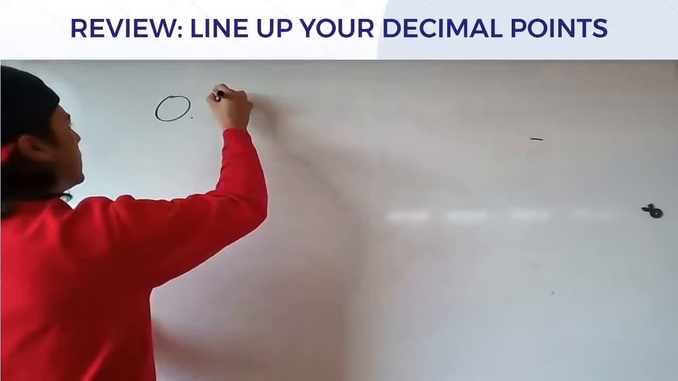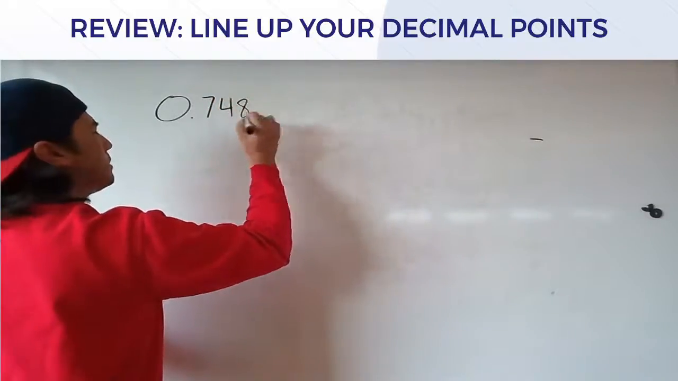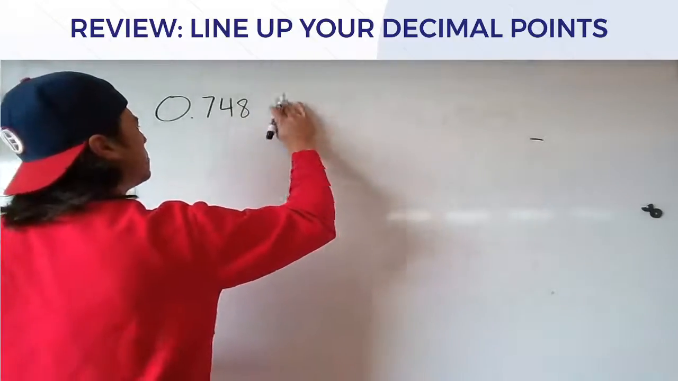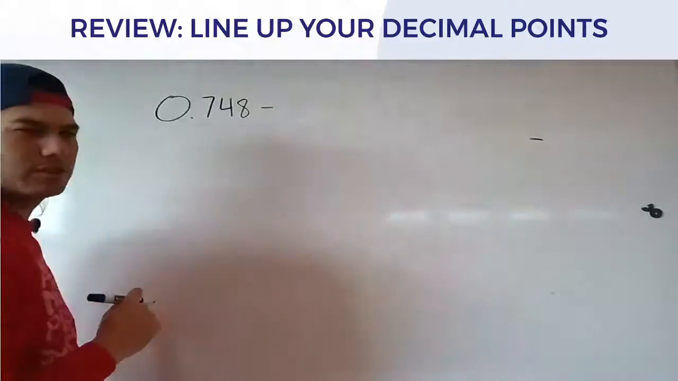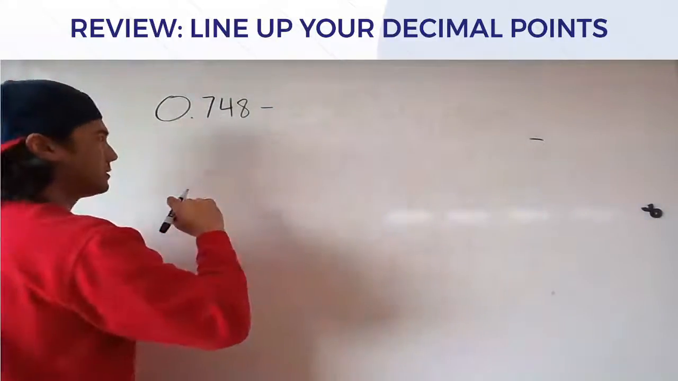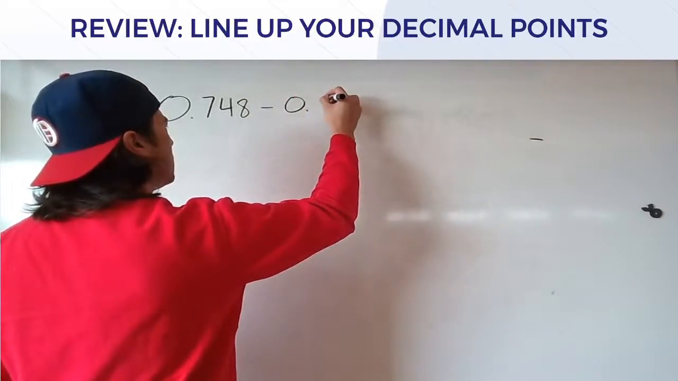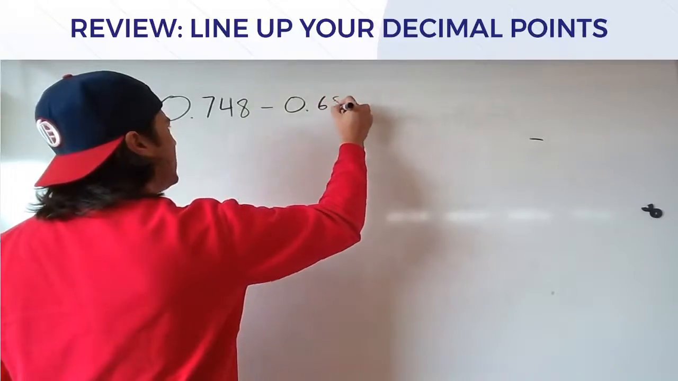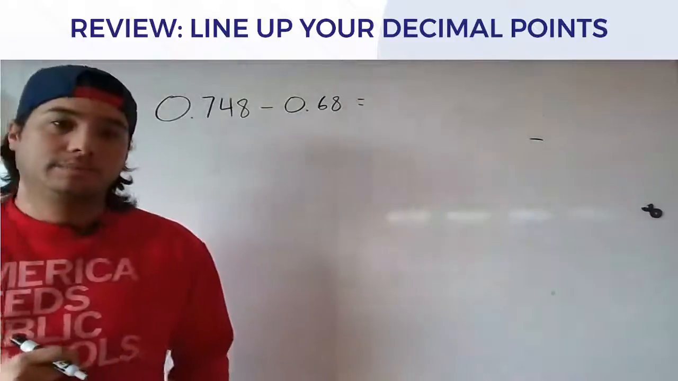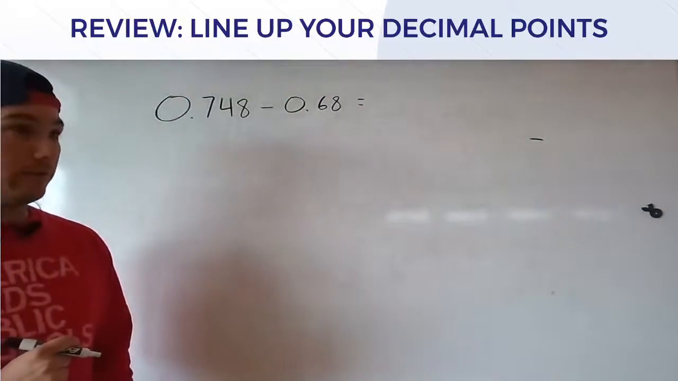If you have something like 748 thousandths plus, let's do minus. Subtraction seemed a little trickier, so let's do subtraction altogether. 748 thousandths minus 68 hundredths. Okay, 748 thousandths minus 68 hundredths.